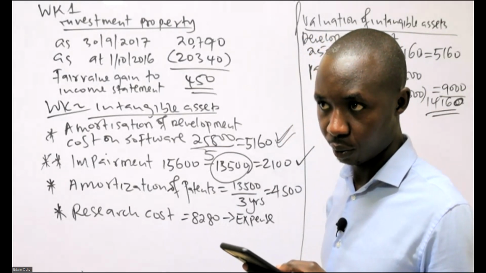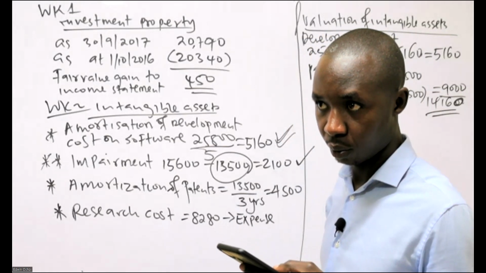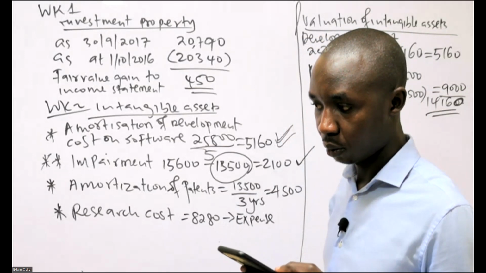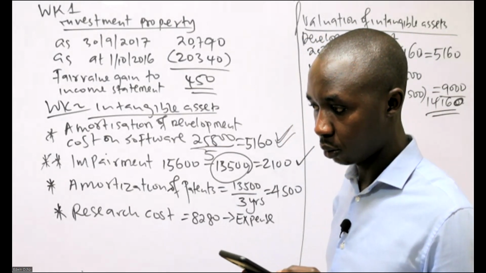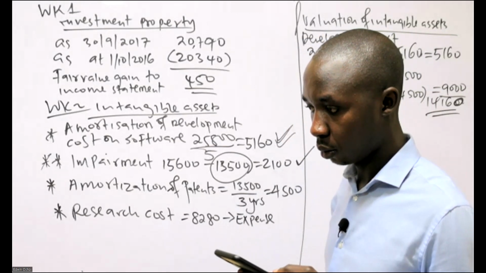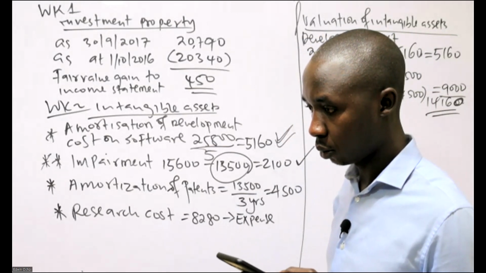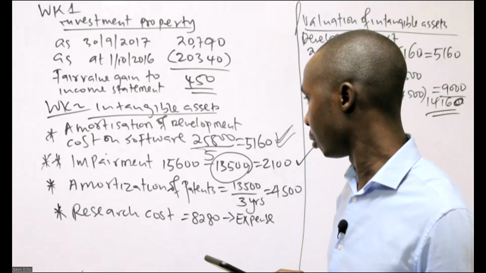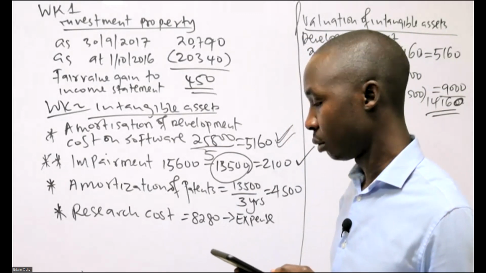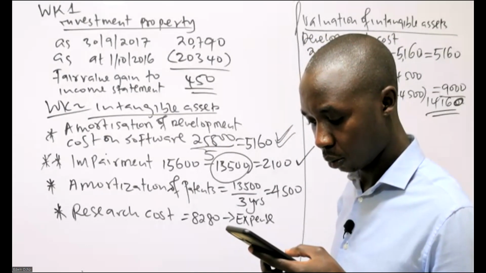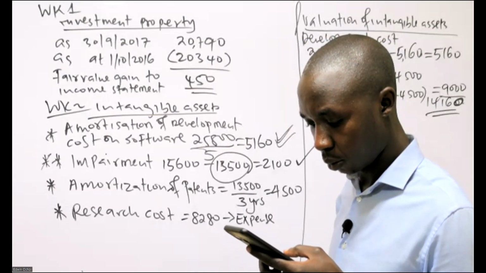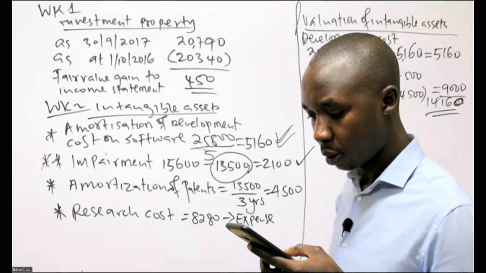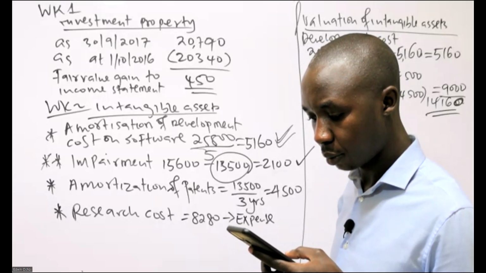Maybe you can explain. I was just checking through this amortization of patents where you took 13,500 divided by 3 years. But we have two values. There was 15,600, but you decided to take 13,500 divided by 3 years. Why not 15,600?